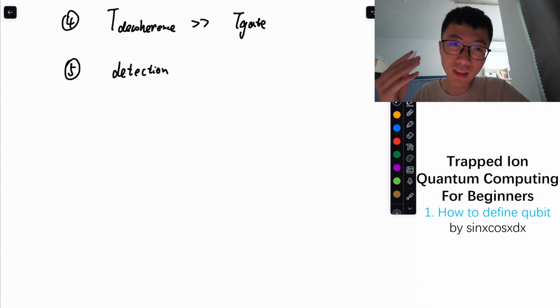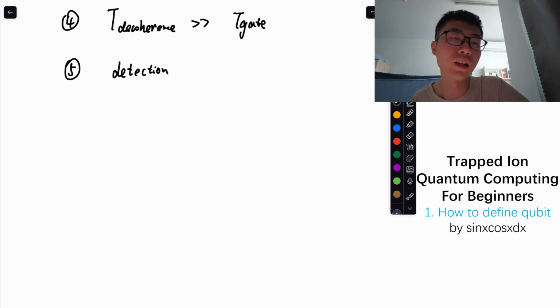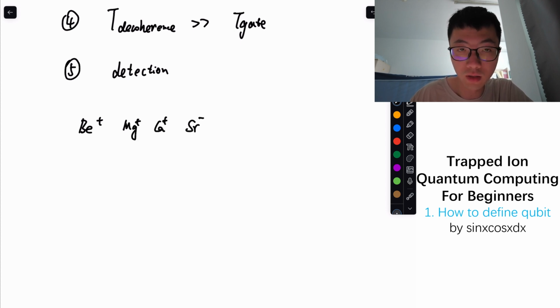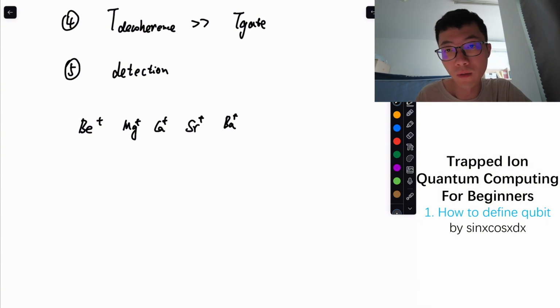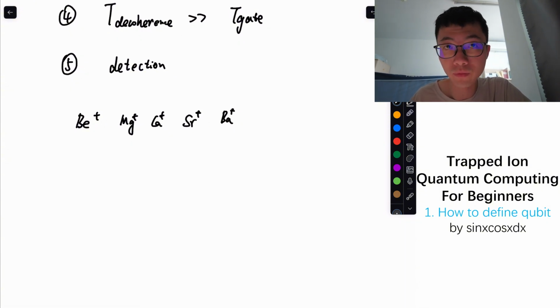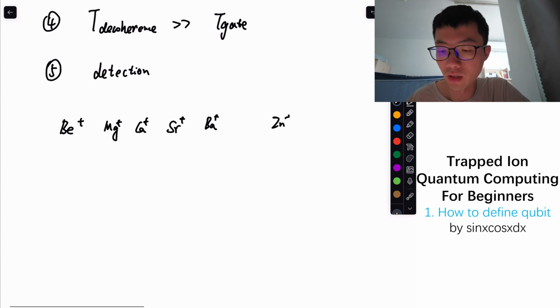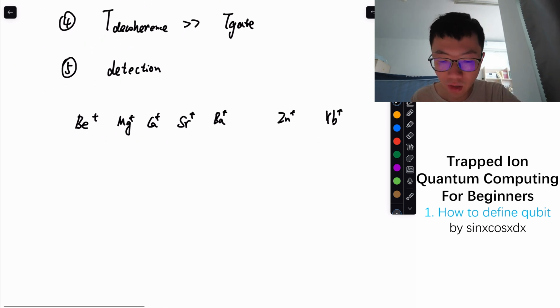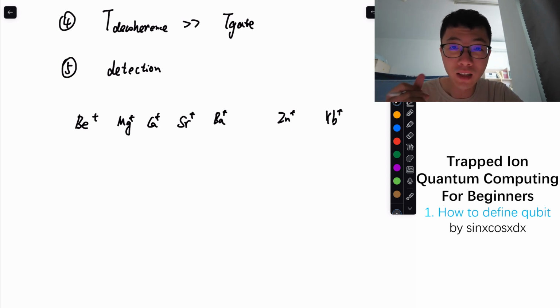So what elements can satisfy this condition? The alkali earth elements, right? The alkali earth elements can satisfy this. For example, these alkali earth elements are very useful. And there are some other ions like ytterbium. Ytterbium is a very useful element, a very useful ion. Okay, so these are the ions that we can choose from, and for each ion, it has many energy levels.